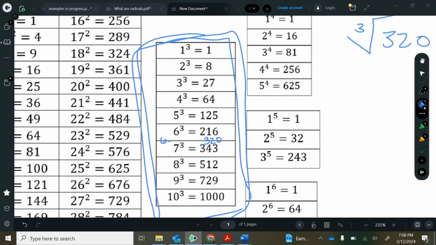So I'm going to check for factors. I'm going to see, are any of these numbers a factor of 320? And I'm going to start with the biggest one, which is 216, right? The biggest one that's less than 320. So check 216, see if it's a factor. If not, go to 125. If not, go to 64. I'm just going to go down the list like that. So let's do that right now with our calculator.